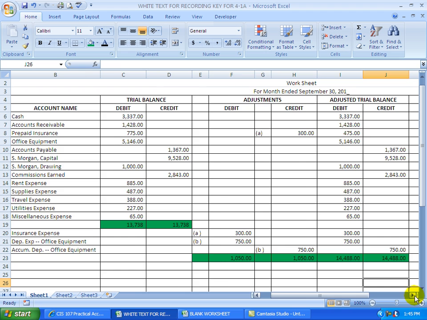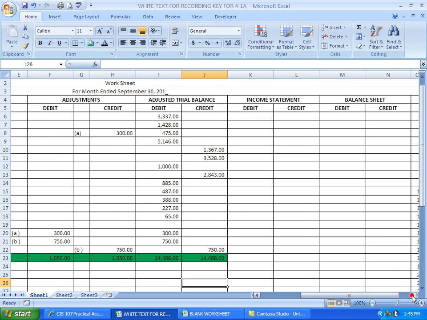Okay, moving ahead here, the next part of the worksheet is the income statement, and then comes the balance sheet. What's going to go into the income statement will only be revenue accounts here and expense accounts here. So all of these assets, liability, capital, and drawing will not go into the income statement. They're going to go over here in a few minutes.